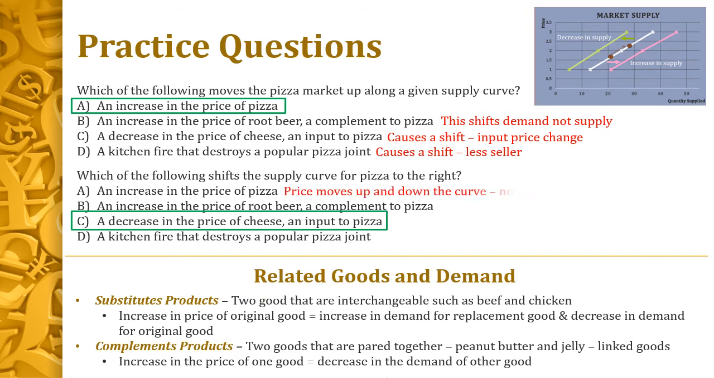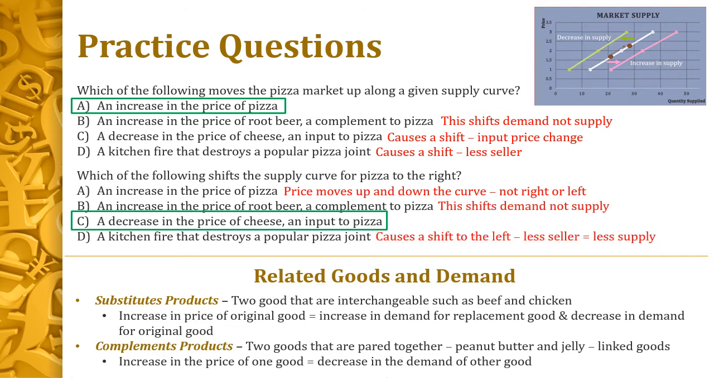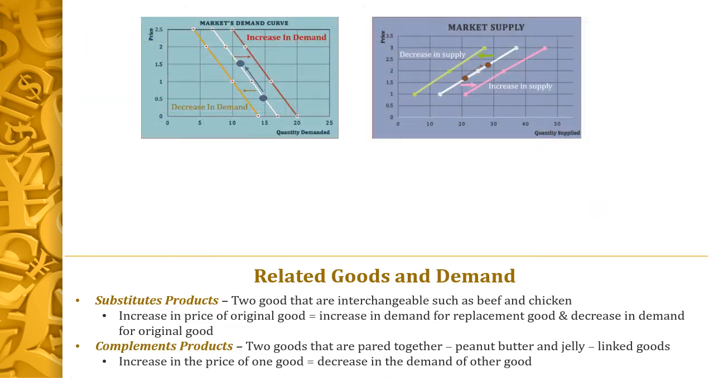So let's take a look at the other ones. As we said, that moves price up and down. This one's about demand. The kitchen fire would cause a shift to the left because there'd be less suppliers. So less suppliers, less pizza. The only one that would cause a shift to the right is if the price of cheese goes down, then I might sell more pizzas.